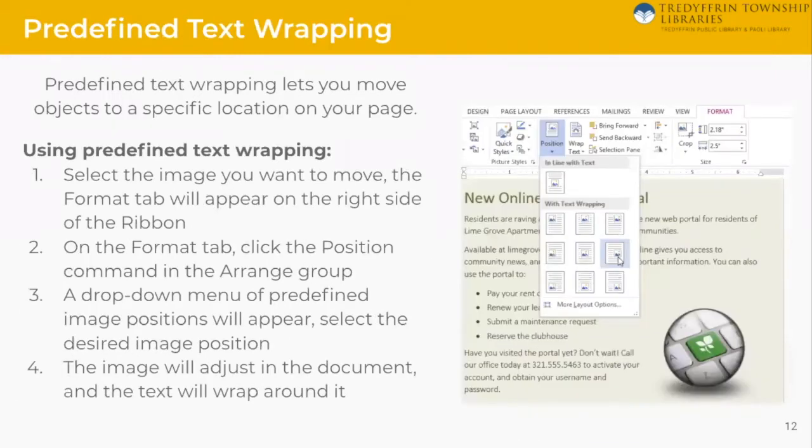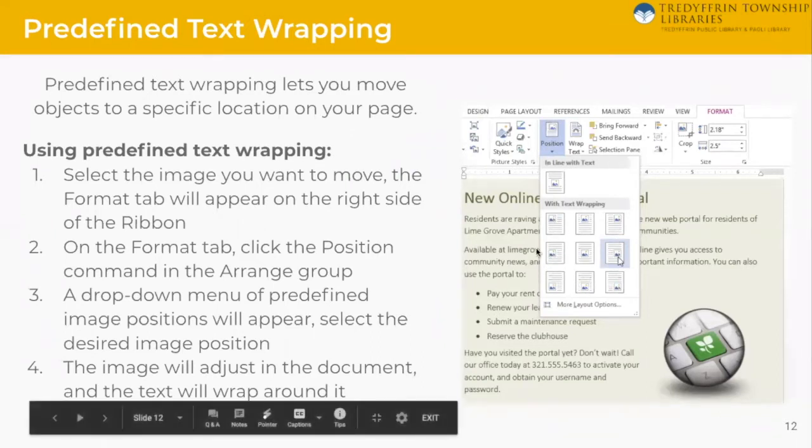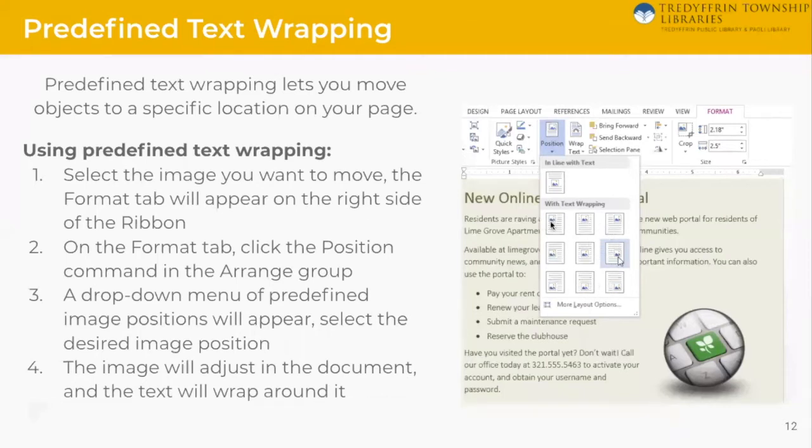Next is predefined text wrapping. So this lets you move objects to a specific location on your page. So you can see here in the image, it's pretty self-explanatory. It's very rigid. It's upper left corner, middle, top middle, upper right corner, left middle, middle of page, right middle, bottom left corner, bottom middle, and then bottom right. I believe there are other layout options, but that's pretty expansive, I feel like, for the predetermined text wrapping.